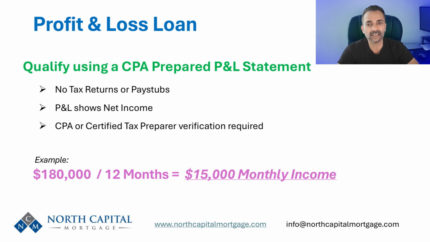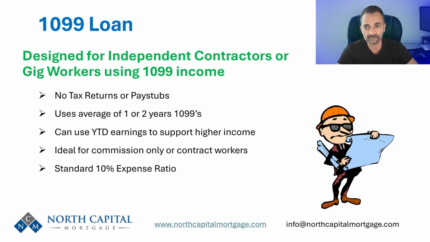The next one is going to be a profit and loss loan. So we have to get a CPA prepared profit and loss statement for you. And again, no tax returns on this, no pay stubs. That profit and loss statement is going to show your gross deposits. It's going to show your net income after your expenses. And so we're not going to utilize any type of expense ratio for this particular loan. We're going to utilize the net income divided by 12 months for that 12-month profit and loss statement. For example, if net income is $180,000 divided by 12, that's $15,000 of monthly income used. Okay. Again, no expense ratio on this one.